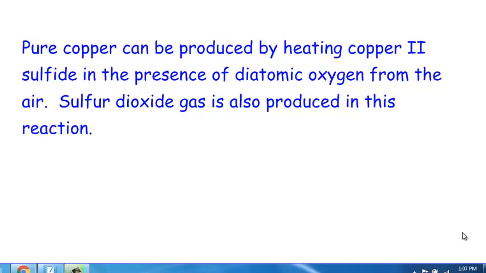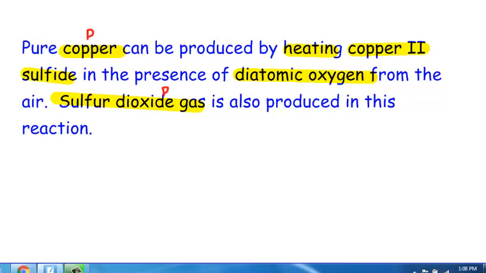Start this problem by reading through it and identify what the individual parts are. Go ahead and underline whatever you think is important. So you should have underlined copper, copper 2 sulfide, diatomic oxygen, and sulfur dioxide gas. But which of these are a product?